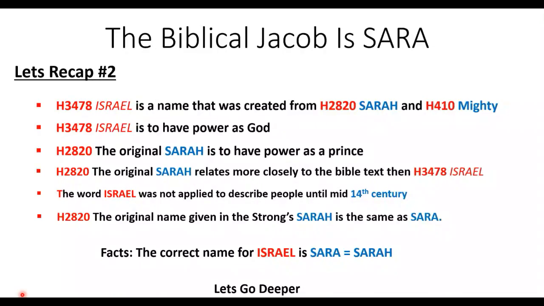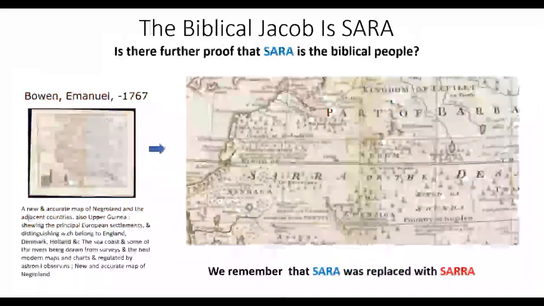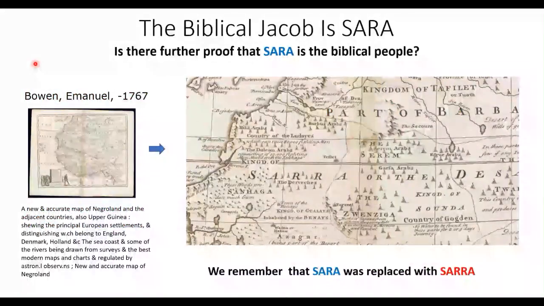H2820, the original name given in the Strong's, SARA, is the same as SARA. I mean, that is not Sarah, where you're going SAR and then RAH. That's a modern way of saying it, but that's not it. That is actually Sa space Ra. SARA. Facts. The correct name for Israel is SARA, no matter how you spell it. So we can look deeper right here.